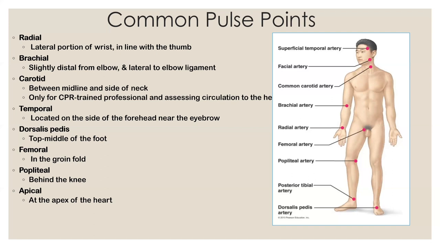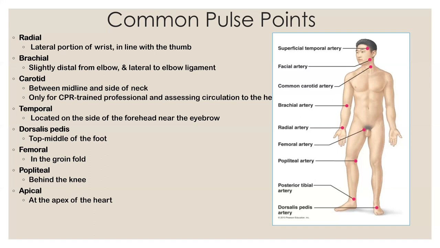Okay. Next, you'll see the brachial artery. That one is slightly distal from the elbow, and that's the one that you're going to assess when you're taking a blood pressure. It's also the main one that you assess on a baby if you're feeling for a pulse rate. Then below that is your radial artery.